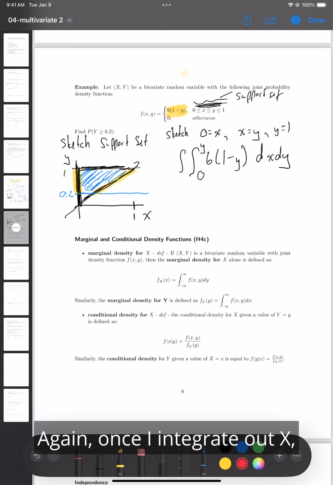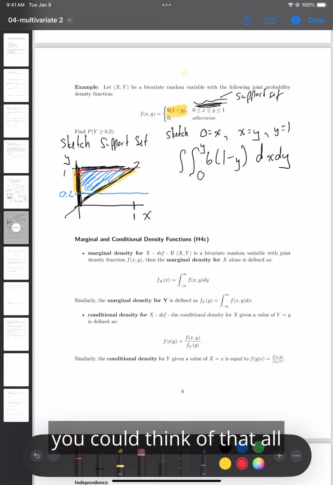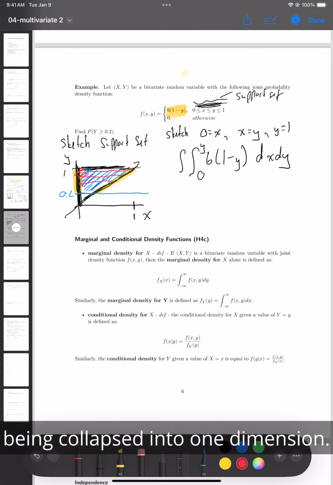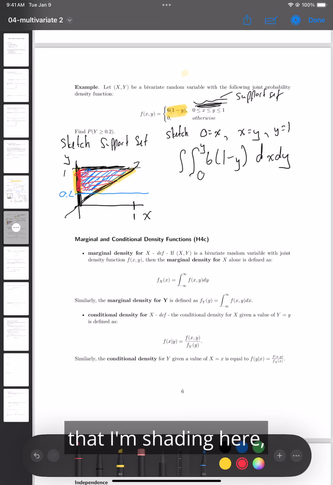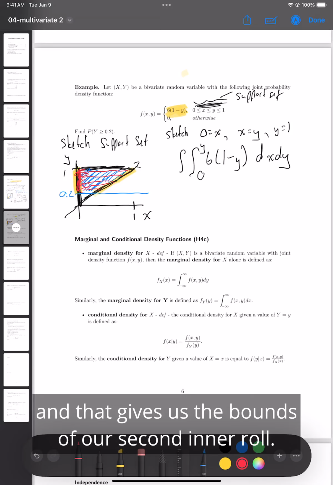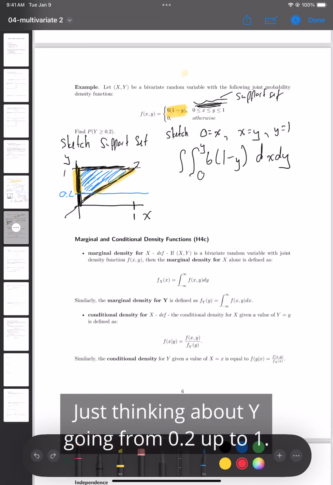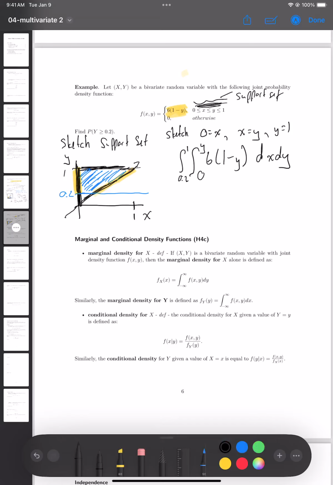Again, once I integrate out x, you could think of that all being collapsed into one dimension. And so all of this is just now on this little y dimension that I'm shading here. And that gives us the bounds of our second integral, just thinking about y going from 0.2 up to 1.